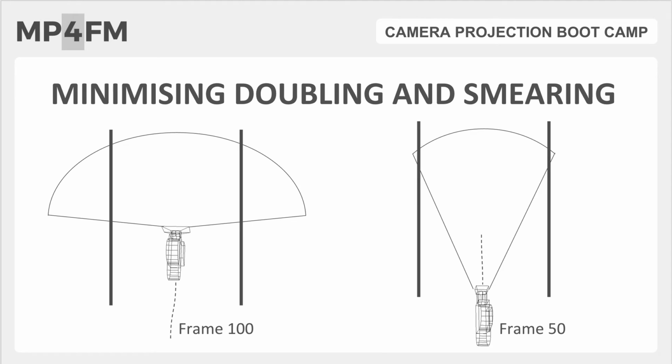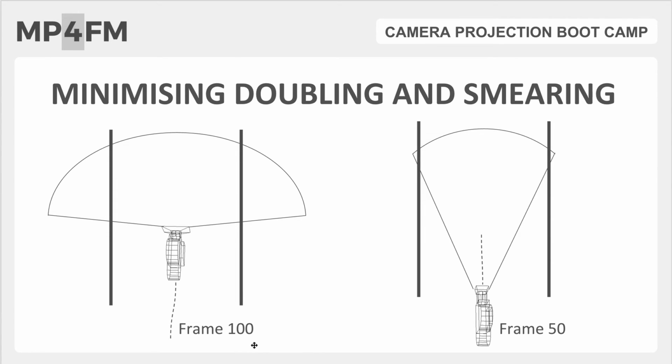The last reason for opening your focal length that we're going to be talking about is to minimize the doubling and smearing. So let's say you have a camera passing in between two buildings, and you have two cameras that you can choose from to use as your projection camera. So the first one, you stop your shot camera at frame 50, and then you open the focal length just a little bit, and you have quite a narrow angle of view.